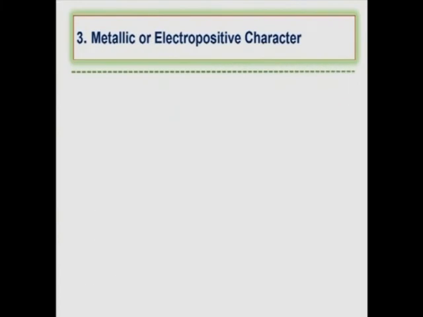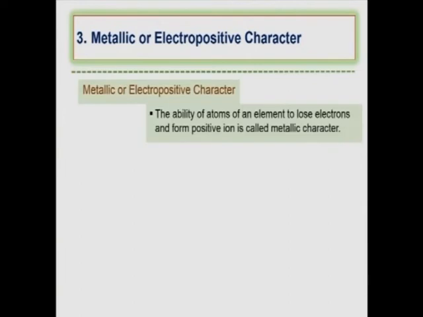Now the third property is metallic or electropositive character. What is metallic or electropositive character? It is simply the ability of an atom of an element to lose electrons and form a positive ion. Again, let me repeat, the ability of an atom of an element to lose electrons and form a positive ion is called metallic character. A very good example can be sodium and magnesium. Sodium loses 1 electron and forms the electropositive ion.